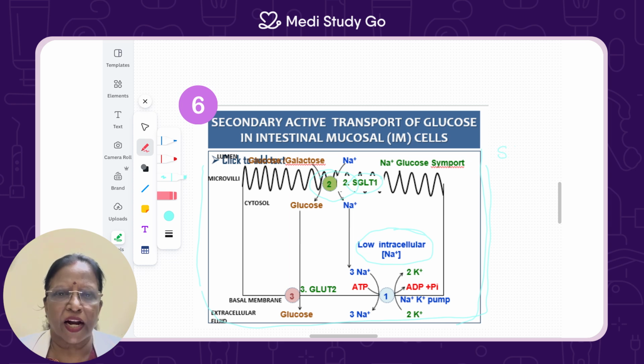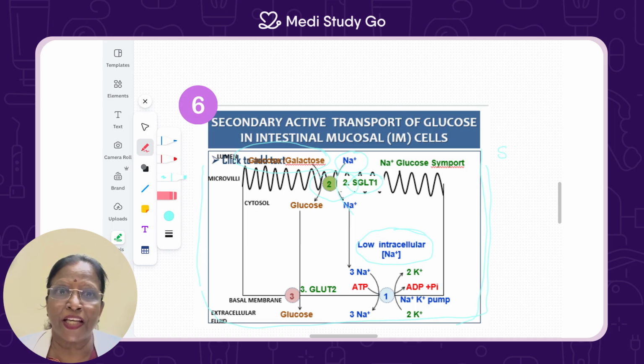Sodium glucose transporter has got two binding sites. The first binding site is for sodium. When it binds to sodium, its affinity for either glucose or galactose will increase. So, glucose will bind to this carrier, so it becomes glucose-sodium carrier complex. A ternary complex means a complex having three components: sodium, carrier, glucose. Now, because the level of sodium is less inside the cell, the sodium will be released into the cell by diffusion.